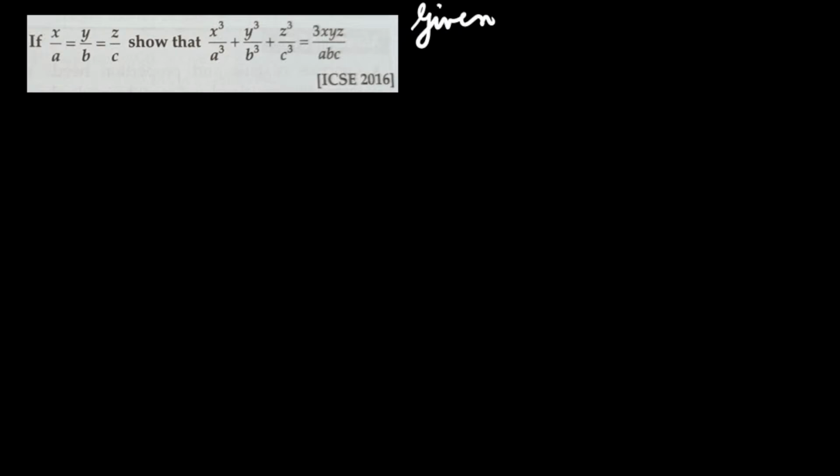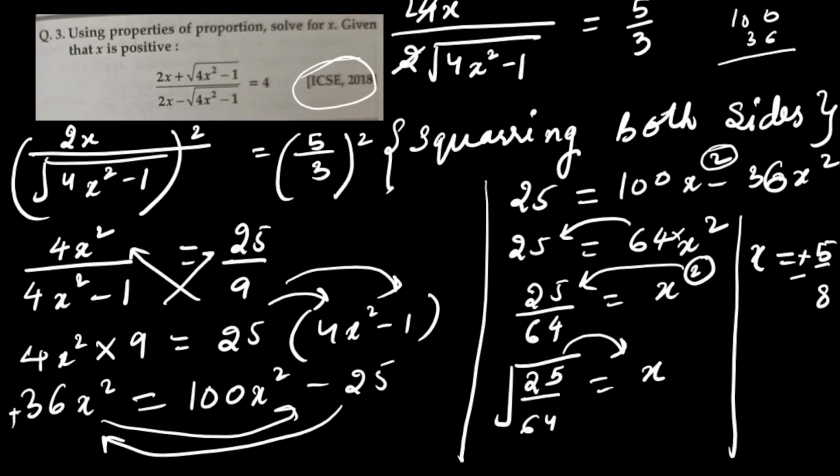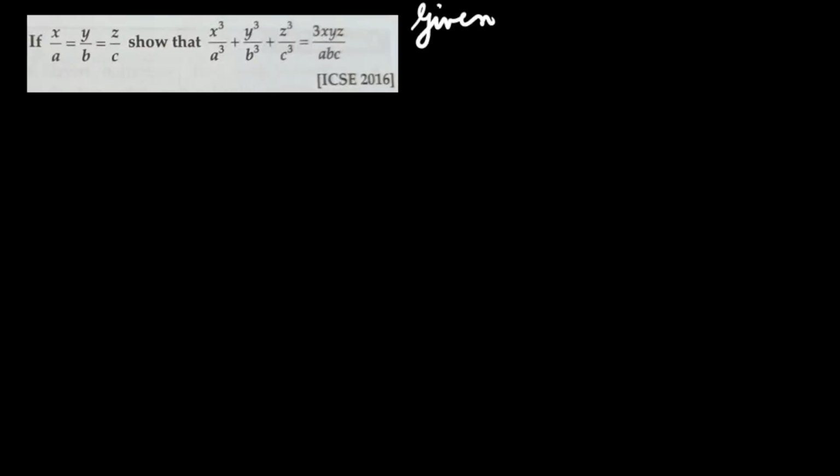See, three types of questions are very important. First of all, when B is the mean proportion between A and C, like the first question we did, there you have to write B square is equal to AC. Second type of questions are like this, square root type of question. Third type of questions are like this. So these three types of questions are there.